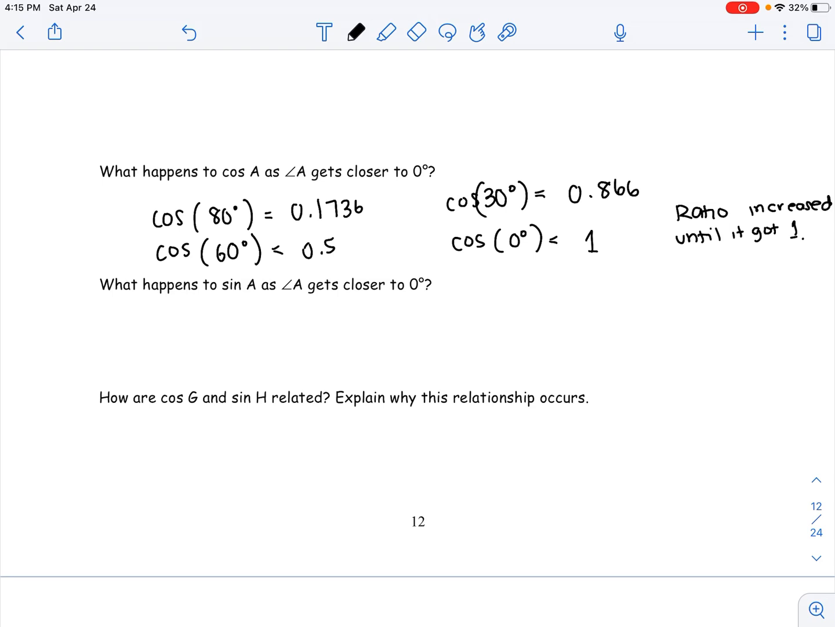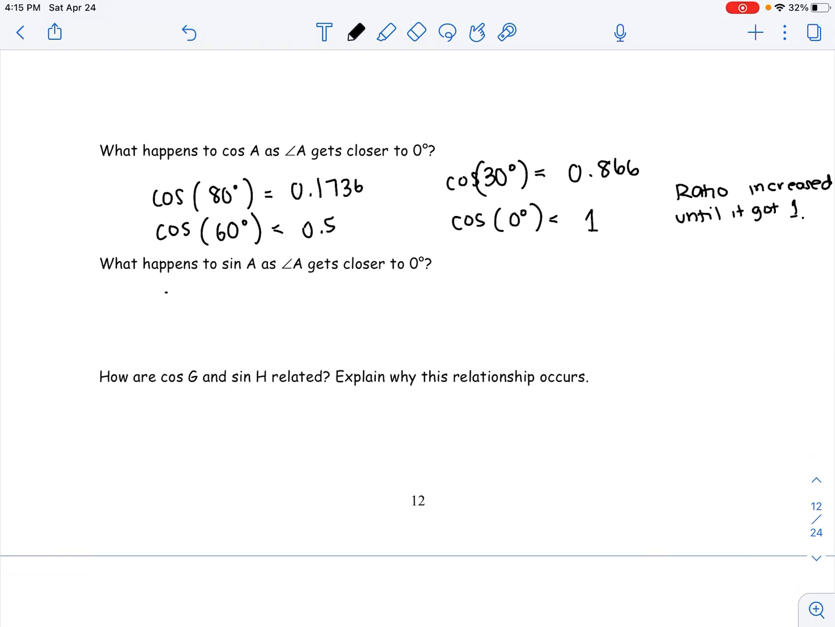So as I made the angle smaller, it actually increased your value to 1. Now let's do the same thing for sine. Sine of 80, let's see what happens there. So sine of 80 in my calculator is 0.985. So it's starting big, and then I'm going to do sine of 60. I get 0.866.